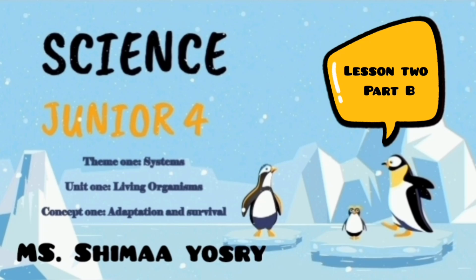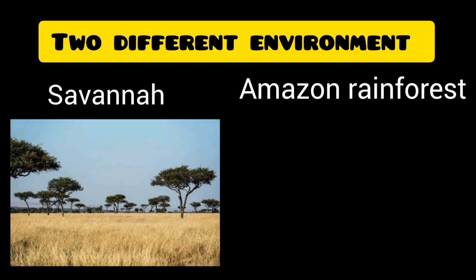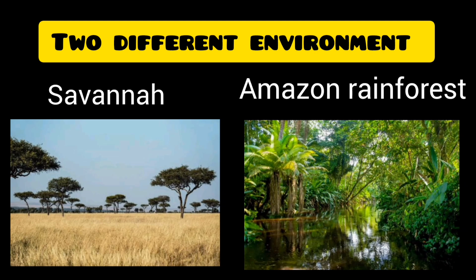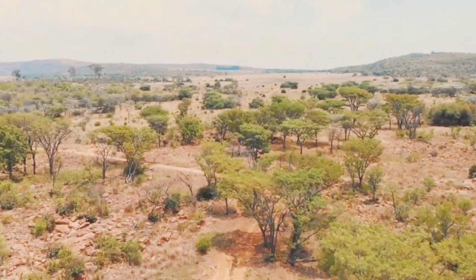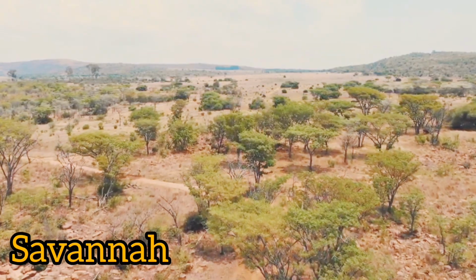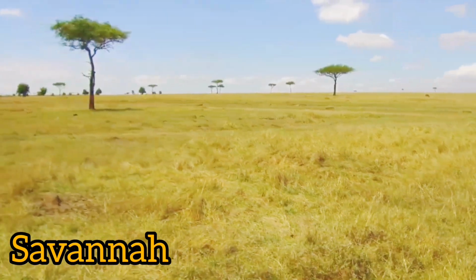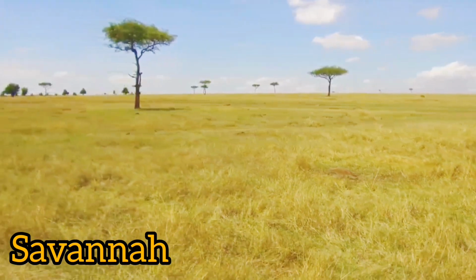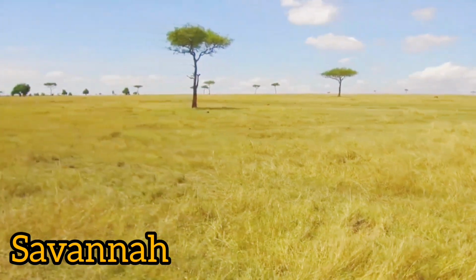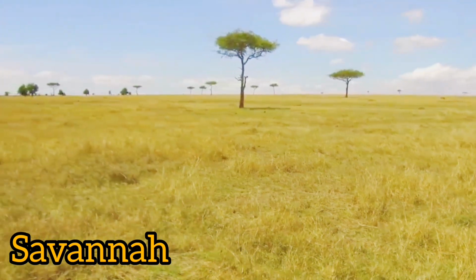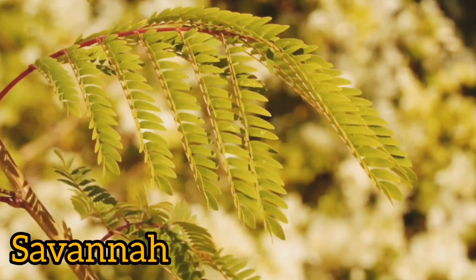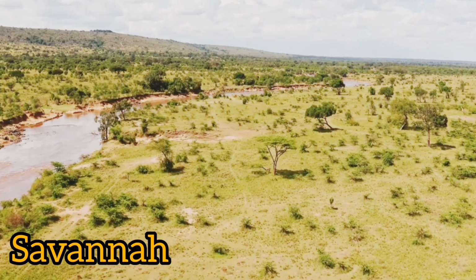In this video, we will talk about adaptations in plants. But first, let's study two different environments, which are the savanna and the Amazon rainforest. Let's start with the savanna. Savanna is a grassland. So, savanna is a grassland habitat with a mild temperature. What is the meaning of mild temperature? It's not high and not low.